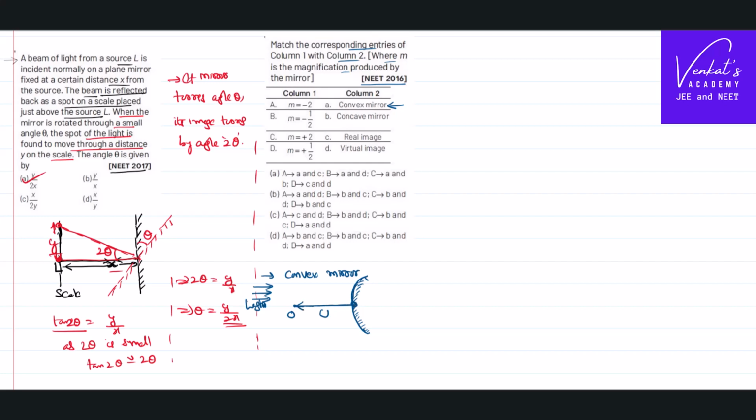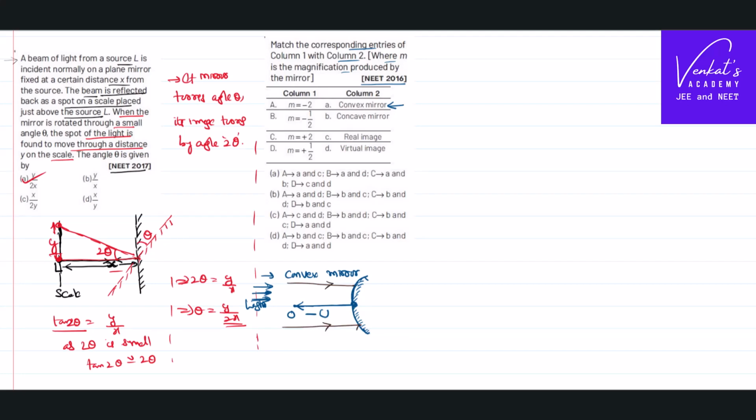So, here your u is measured against the direction of the light. As per the sign convention, when the distance is measured against the direction of incident light, that shall be treated as negative. So, here u is negative. Let me draw a few more light rays and tell you what happens. This is one more light ray. This is one more light ray.